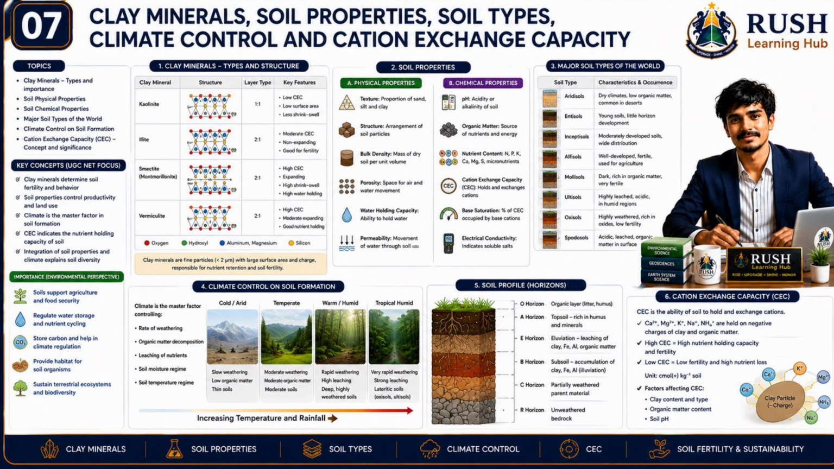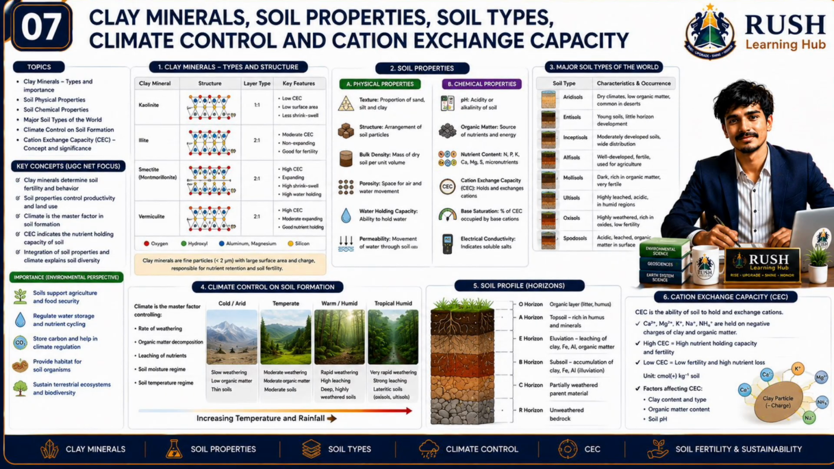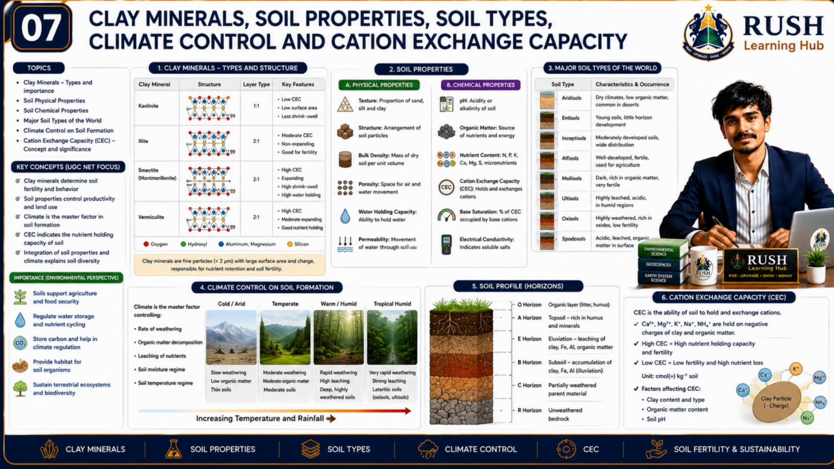Now let us understand the influence of climate on soil formation. Climate is considered the most important factor controlling soil formation because it regulates weathering, decomposition of organic matter, and leaching processes. Warm and humid climates accelerate chemical weathering and lead to the formation of deeply weathered soils such as laterites.